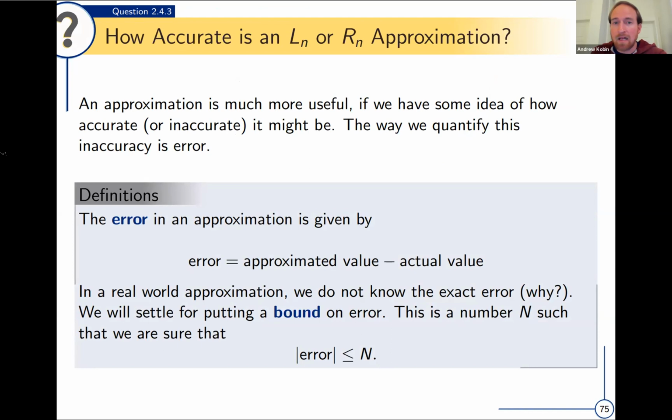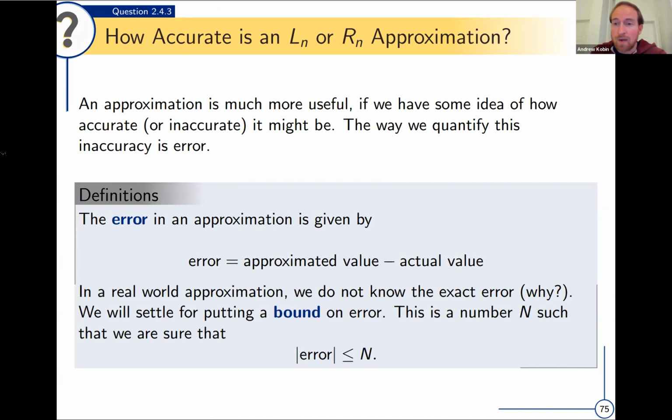How accurate is our L_N or R_N approximation? We can make approximations all day, but if we don't know how accurate they are, they're not really all that useful. So we're going to quantify this using some mathematical terminology, which, although it's bolded in blue and a scary looking definition, is actually something that should be pretty intuitive. The error in an approximation is just the amount we were off.